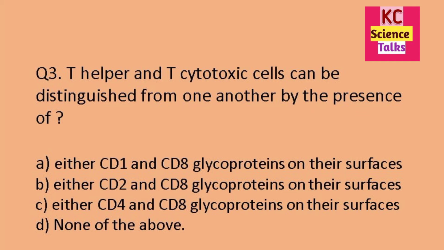Guys, T helper and T cytotoxic cells can be distinguished from one another on the basis of type of membrane glycoproteins on their surfaces. T cells which display CD4 membrane glycoproteins on their surfaces function as TH cells or T helper cells, whereas those displaying CD8 function as TC cells or T cytotoxic cells. So here the answer is option C.